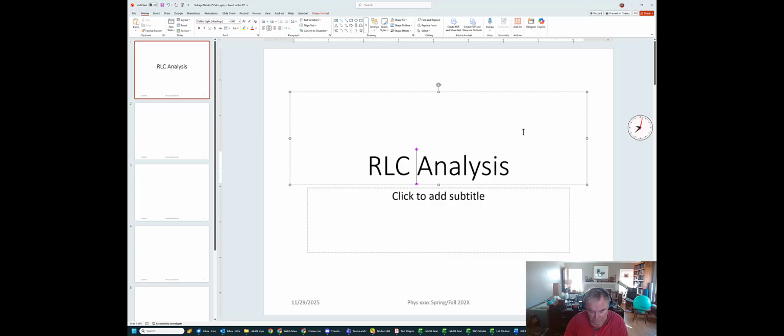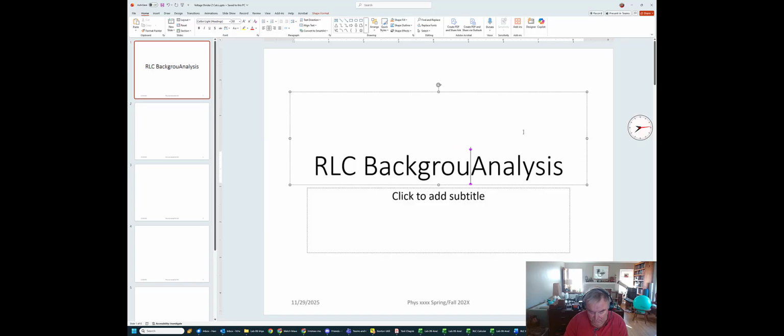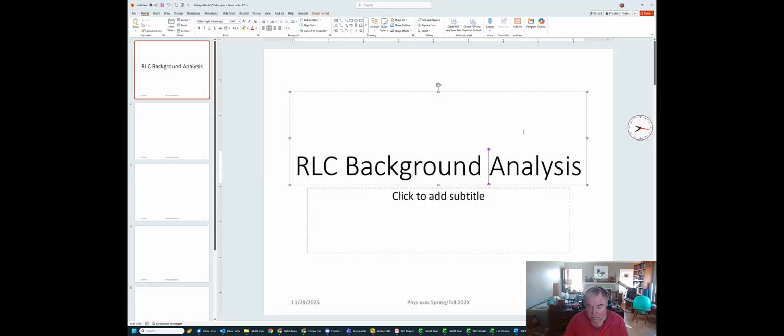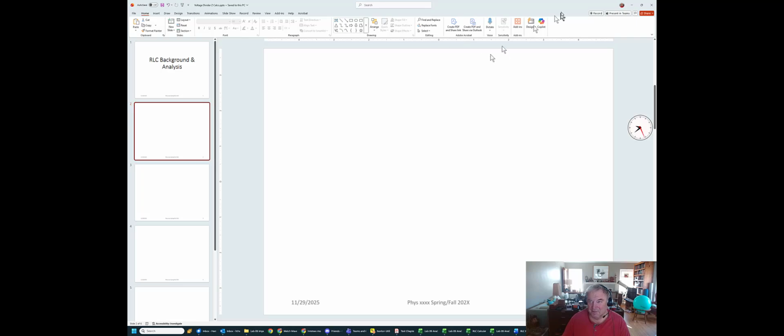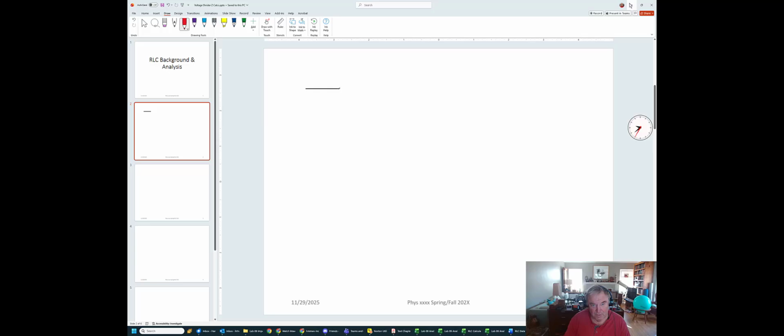It's nothing really different than before, except now we have to deal with combining impedances, background, and I guess analysis background maybe. We'll have another one to go over for that. So we're going to be looking at two different RLC circuits.